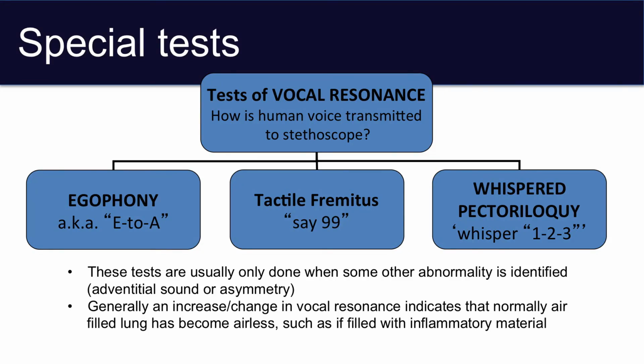Normally, the whispered voice is transmitted poorly through the lung, and you will only hear a very indistinct and soft sound. However, if inflammation or consolidation is present, the sound of the 1, 2, 3 will be amplified and will sound very clear. Again, like egophony, this would signify consolidation of the lung, which is the word we use to describe inflammation, often with pus, in the lungs.